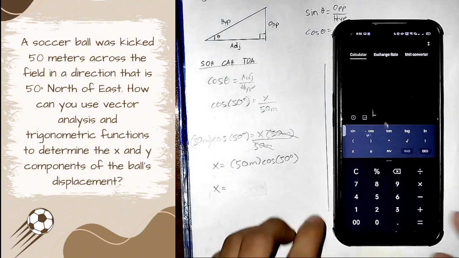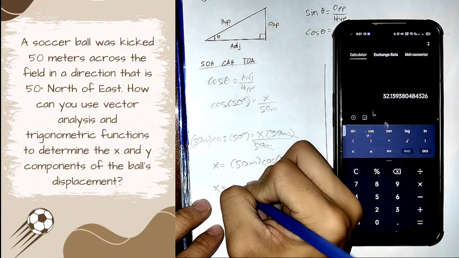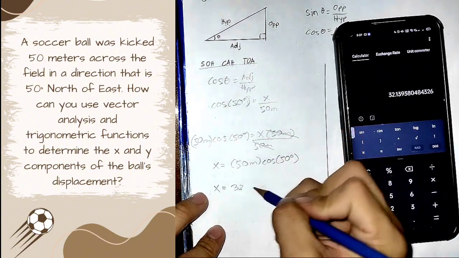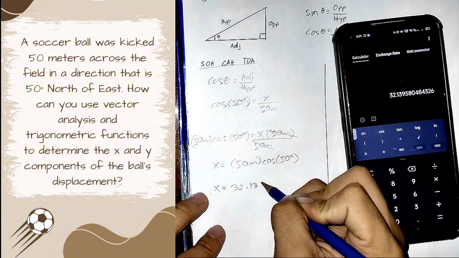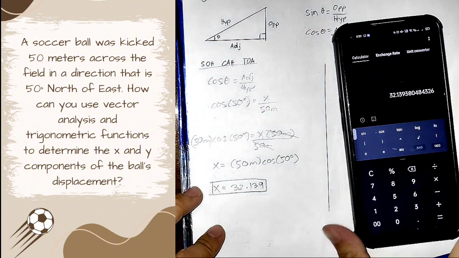So, let's use the calculator to calculate our value of x. The value of x has a lot of decimal places, that is why we're going to round it off to the third decimal place. And so, our final value for x is 32.139.